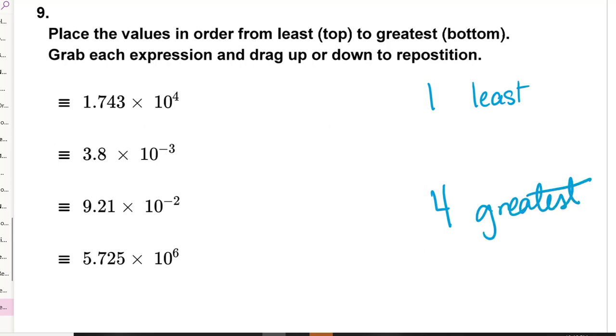Now, I told you guys to look at the exponents first. Which one has the biggest exponent? That would be this one, the greatest. Next, I would go ahead and put this one. Keep in mind that negative exponents are actually going to make it a smaller decimal. So this one is the least, and this one is the next.